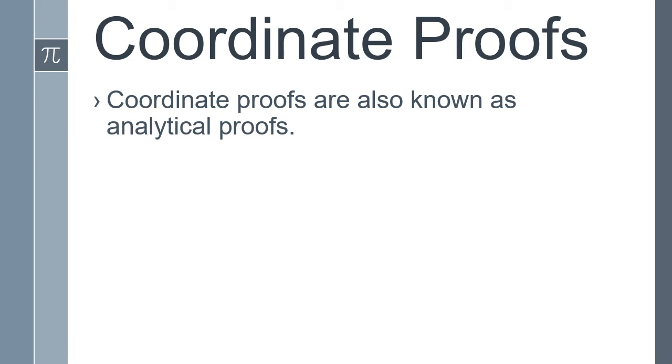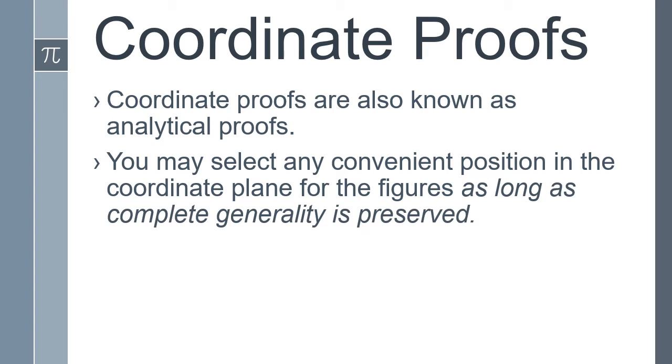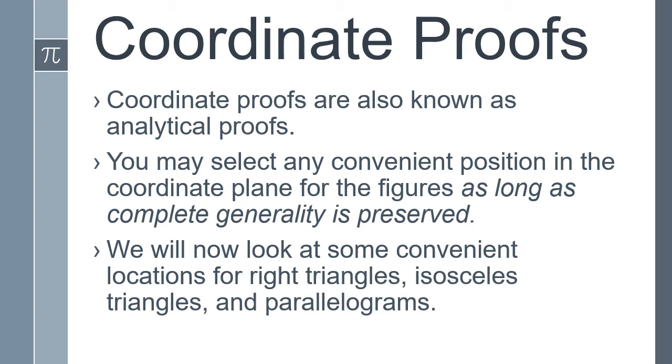Okay, so coordinate proofs are also known as analytical proofs. You may select any convenient position in the coordinate plane for the figures as long as complete generality is preserved. You cannot use any specific points. You have to use all variables. We'll now look at some convenient locations for right triangles, isosceles triangles, and parallelograms.